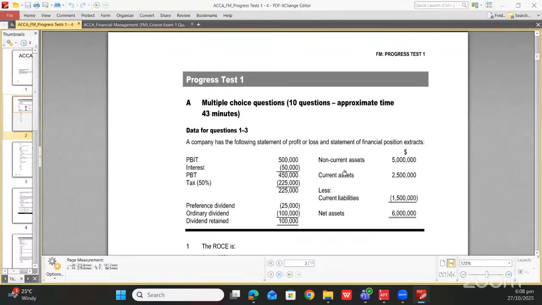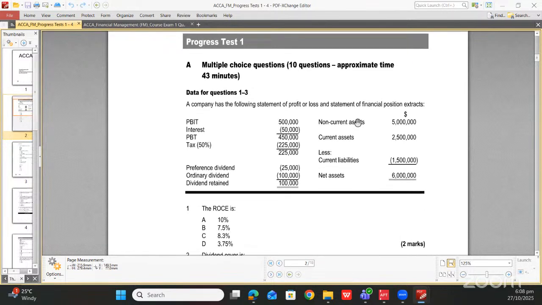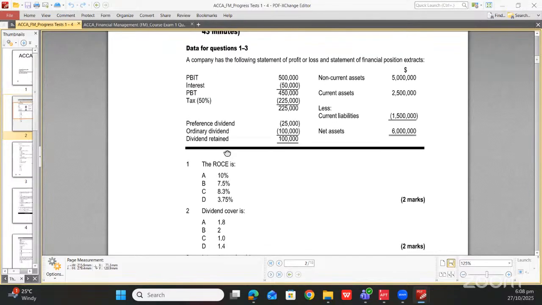For progress test 1, we have 10 questions. The first 3 questions are based on this scenario. So let's now get into it. Let's read the scenario. It says data for questions 1 to 3. A company has the following statement of profit or loss and statement of financial position extract.